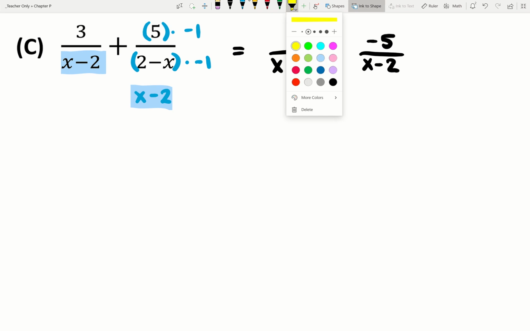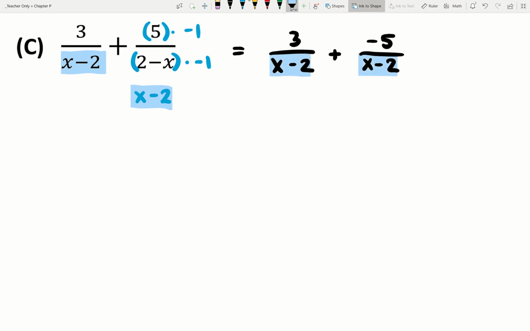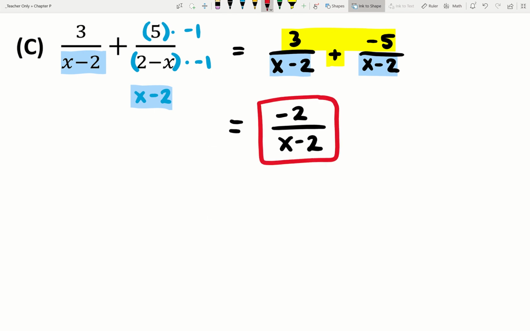And because I now have a common denominator in both of my rational expressions, I now have the green light to go ahead and combine these numerators using that operation in between them. So that's going to be a 3 plus a negative 5. That's going to simply give us negative 2, and that's going to be all over x minus 2. And so that'll complete the problem right there. Very simple and straightforward.